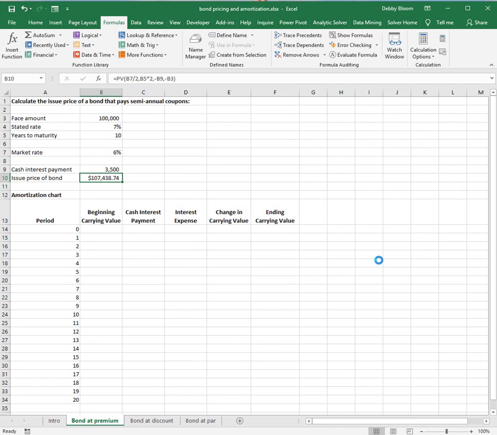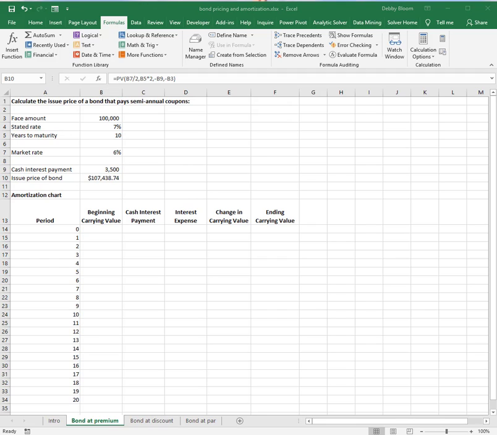And now we're going to go and amortize this bond using the interest method of amortization. Our interest expense is based on the issue price of the bond and the market rate, not the face amount and the stated rate.